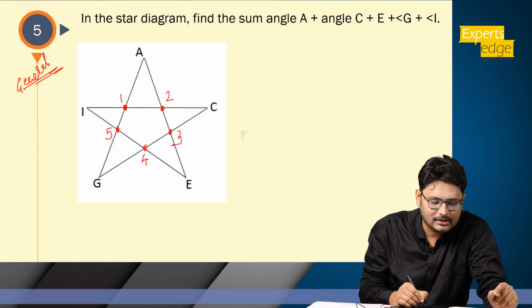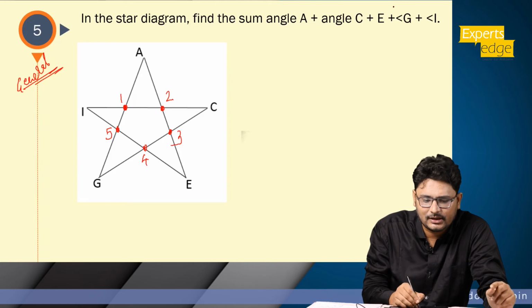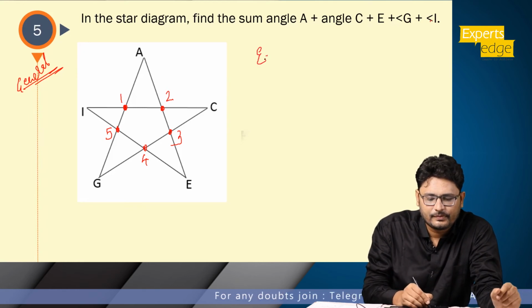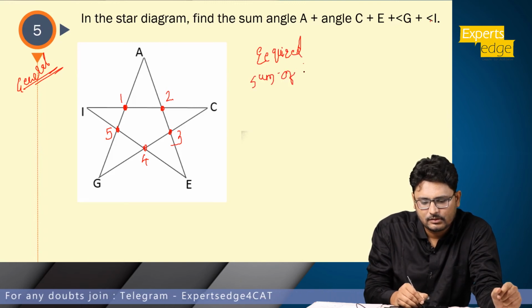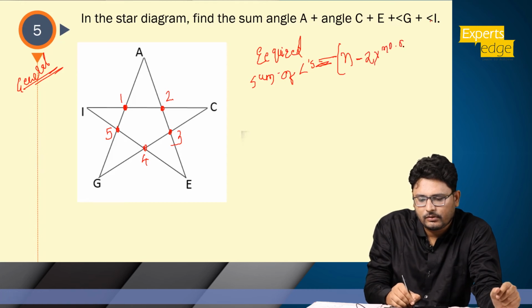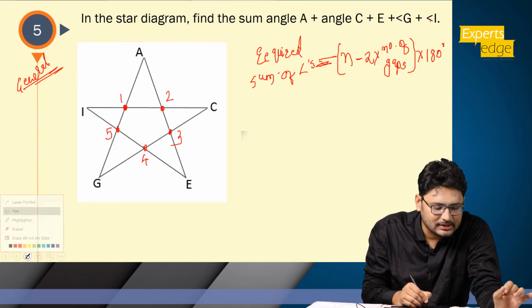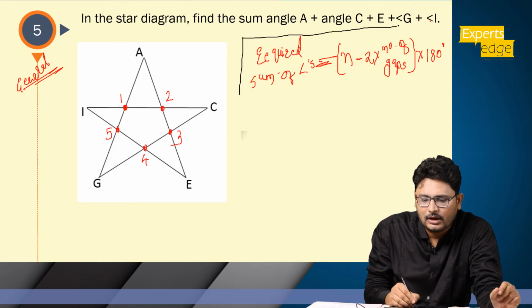Just remember, whenever a star-type question comes, the required angle, that is this A plus C plus I plus G, that is angle A, angle C, angle E, angle G, angle I, not this angle. So the required sum of angles is equal to, just remember this formula, n minus 2 into number of gaps into 180 degree. Okay, this will work in any star problem. You can remember this, remember it well. If it comes in a mock, you will definitely see the question somewhere, hardly a 10 second question.